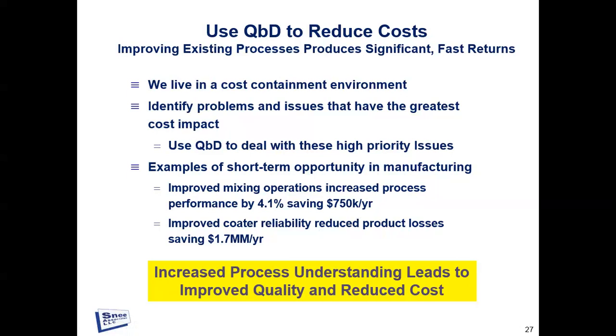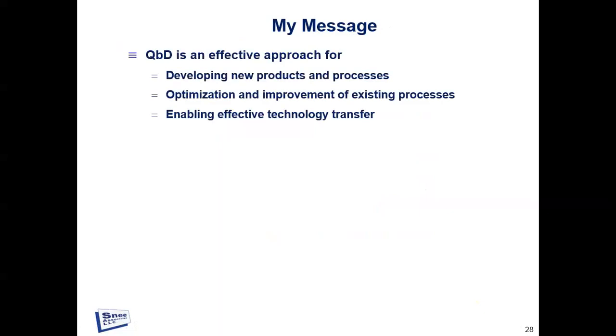So this is just an example here, too, of, again, in both of these, increased process understanding leading to improved quality and reduced cost. So to summarize, and then we'll have some time for questions, I see, QBD is an effective approach, certainly for producing new products and processes, but also for optimization and improvement of existing processes. And enabling effective technology transfer.